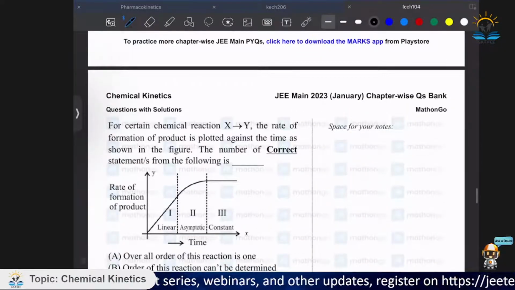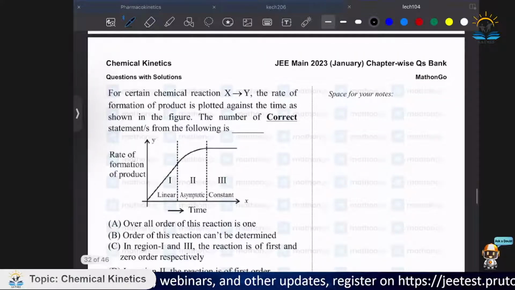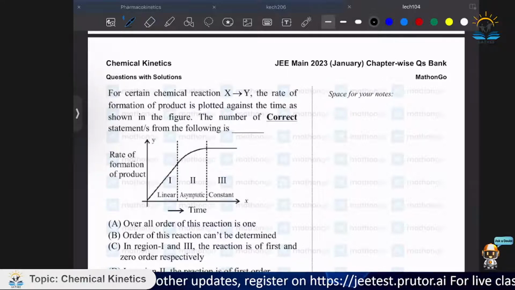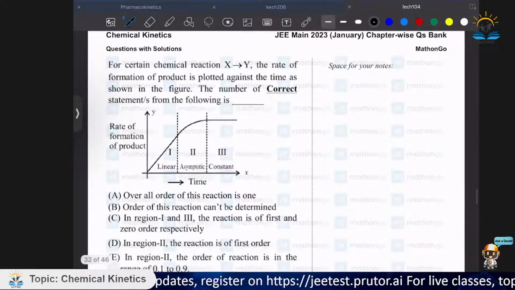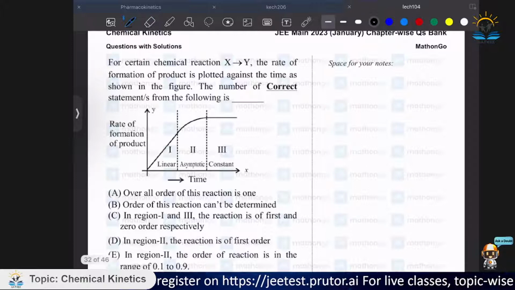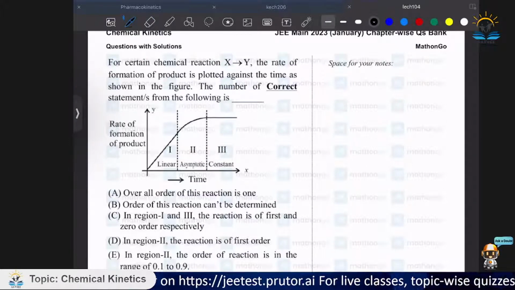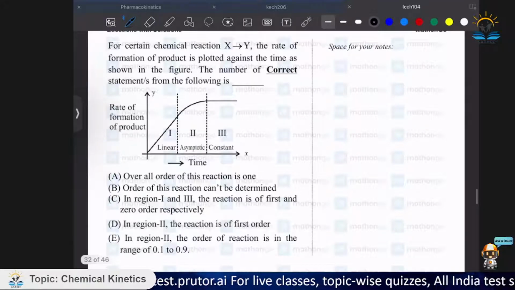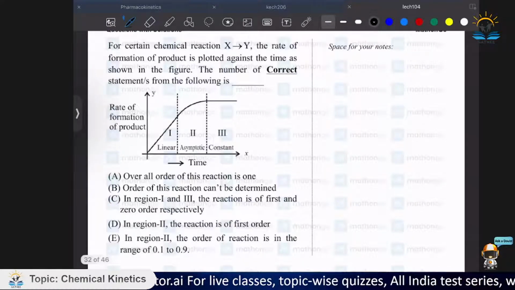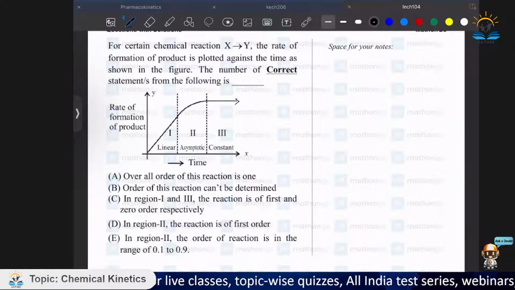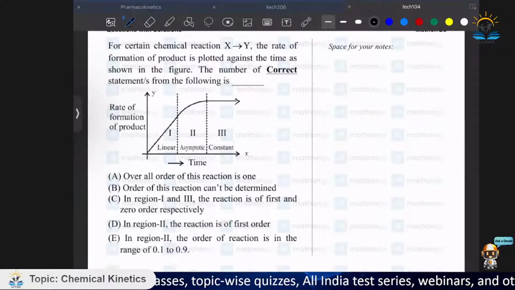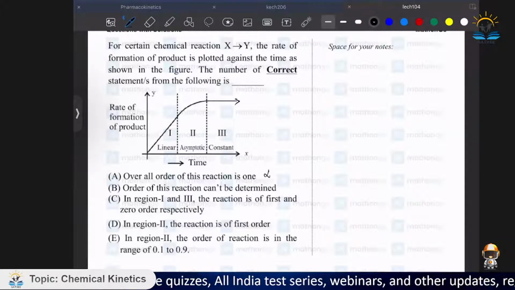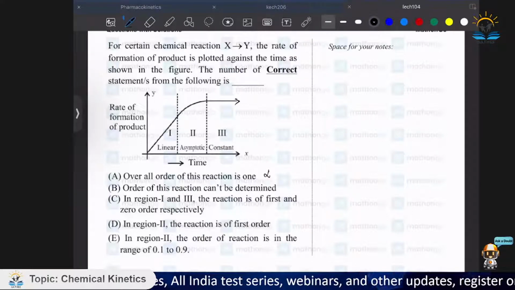Then for certain chemical equations, x is equal to y, the rate of formation of product is plotted against time. Correct statements. Overall order of this reaction is 1. If it is 1, then see, the rate of formation of product is attaining a constant value. So it is not seen in first order reactions. Order of this reaction can't be determined.